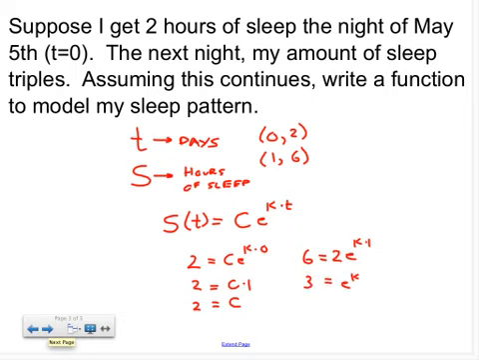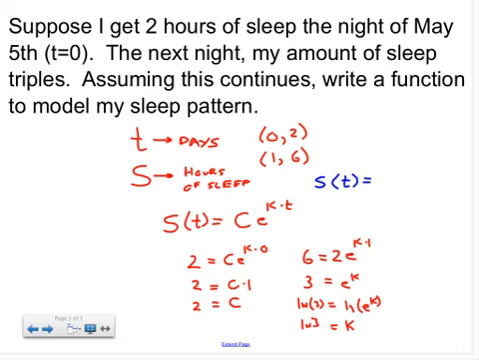I need to get the k down. I can do that by using a log, and I'm going to use natural log. So the natural log of 3 is equal to the natural log of e to the k. K comes down in front, and the natural log of e is 1. So there's my value of k. So what does this mean? It means my function that models my sleep pattern will look like this.